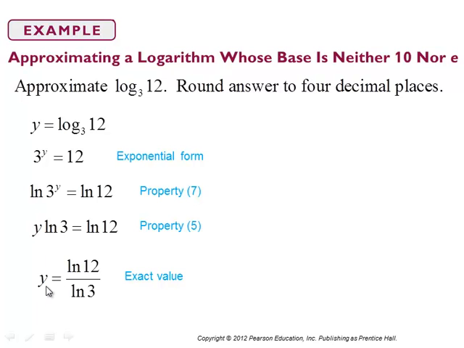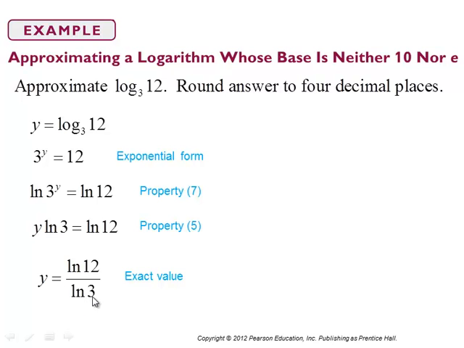So y is log base 3 of 12. Log base 3 of 12 is the same thing as natural log of 12 over natural log of 3. Folks, please, please do not cancel the natural logarithms. They're not factors here. And also don't factor the 12 as 3 times 4 and then cancel the 3's.